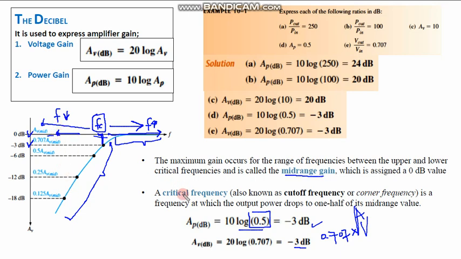So this is what you should know about the critical frequency, the mid-range gain, and the effect when the frequency decreases. There would be a reduction in the voltage gain, and remember, the voltage gain corresponds to 0.707 of the gain, and the 0.5 is in terms of the power. Taking the log gives you -3 dB for both power and voltage gains. So the ratio is different, this ratio we call the power ratio is different from this one, but the result is a reduction of -3 dB. Thank you.